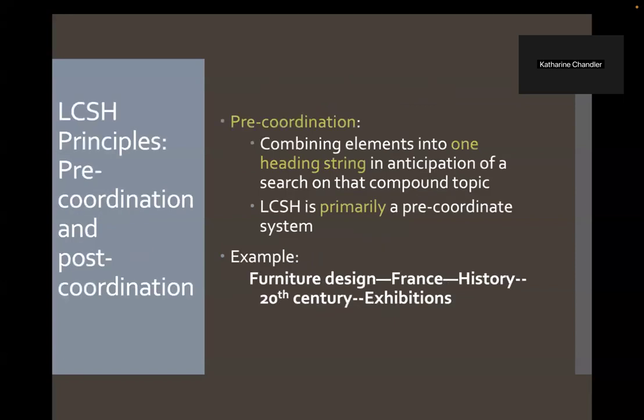Pre-coordination is combining elements into one heading string in anticipation of a search on that compound topic. So LCSH is primarily a pre-coordinate system. So for example, furniture design to France, France history, 20th century exhibitions.